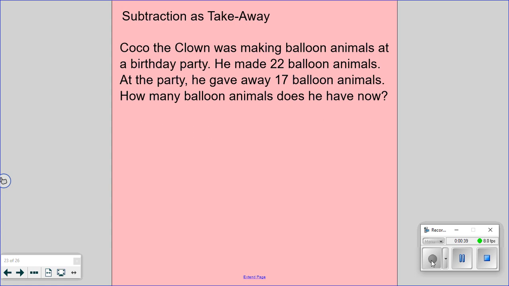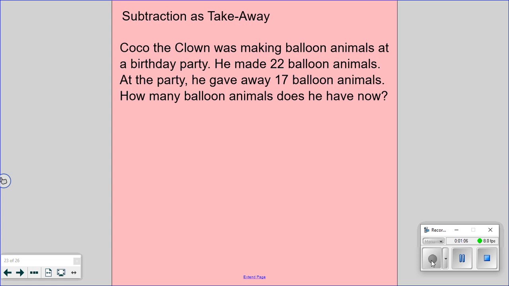So let's look at this example. Not while I'm speaking, please. Let's look at this example. It says Coco the clown was making balloon animals at a birthday party. He made 22 balloon animals. At the party, he gave away 17 balloon animals. How many balloon animals does he have now?